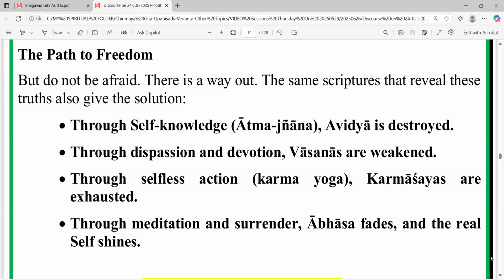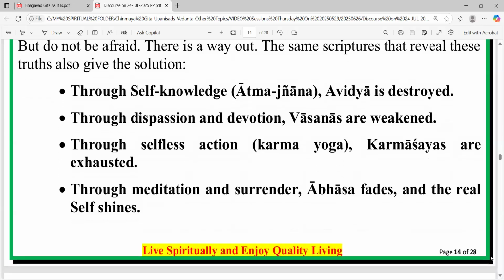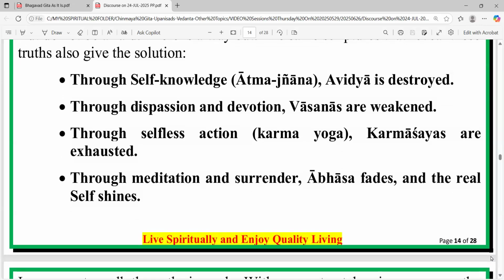But do not be afraid. There is a way out. The same scriptures that reveal these truths also give the solution. And what is that solution? Through self knowledge, Atmagyan, and then avidya is destroyed.